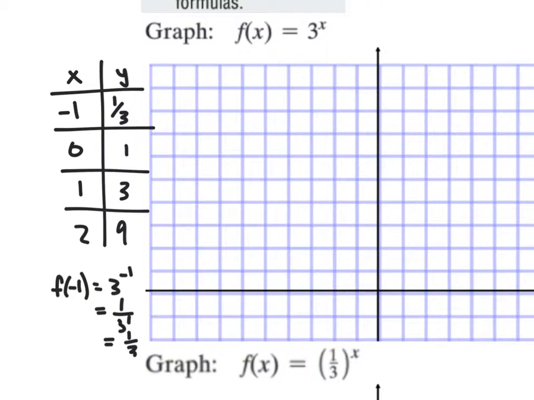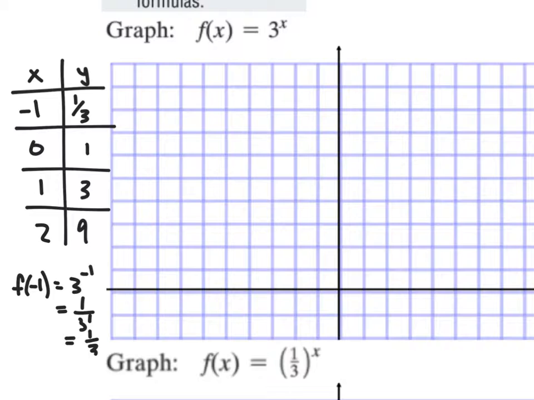Now I want to graph these points and plot them. I'm going to plot the first one as 0, 1, and that point's always going to be there. I'm going to plot the point 1, 3, and then the point 2, 9, and then the point -1, 1/3. That's going to go right about here. Now what I know is that this graph is asymptotic to the x-axis, and that's my graph.